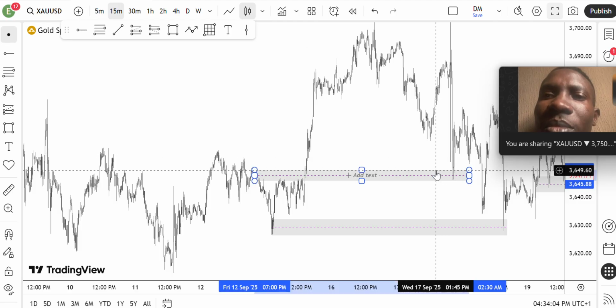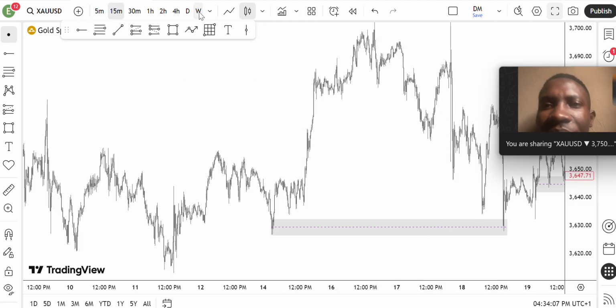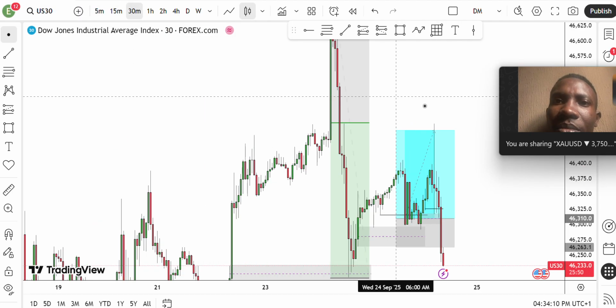There are more and better examples of breaker block. Let me check if I can find it on US 30.